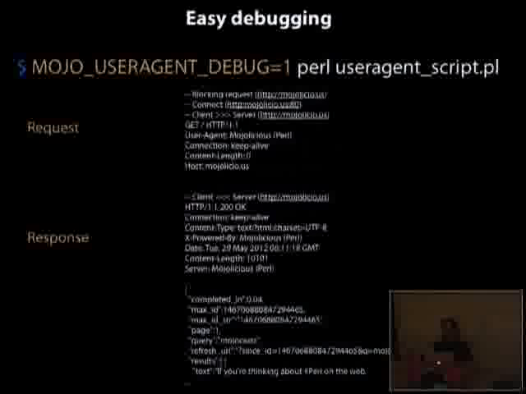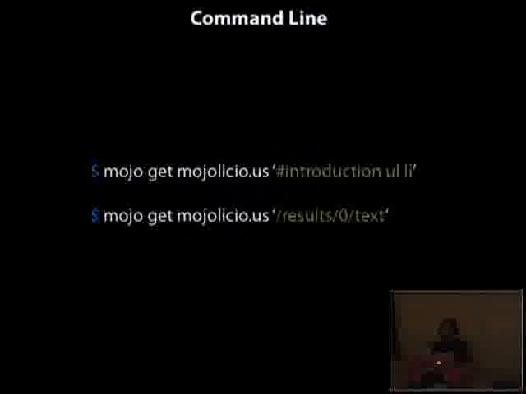So pretty much everything that can be done with Mojo User Agent in a script can also be done from the command line. These two examples do the same thing as the previous examples, just directly from the command line, CSS selectors and JSON pointers. It's super great for testing and just for basic utility. I haven't seen anything this useful in any of the languages that parses it and does all this for you, but Mojolicious has it.